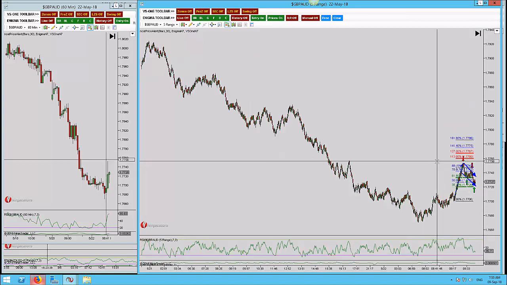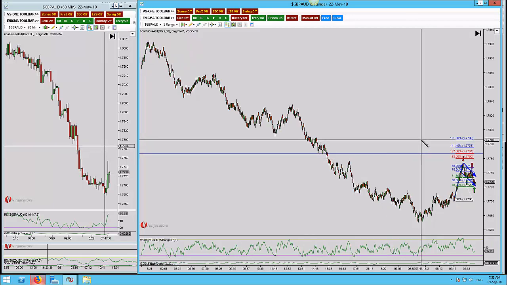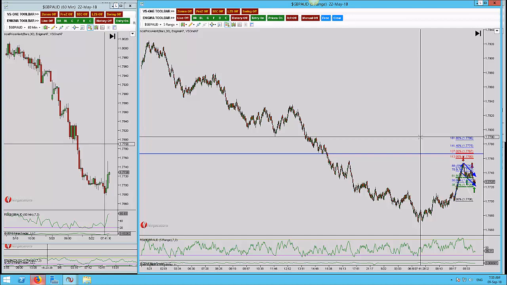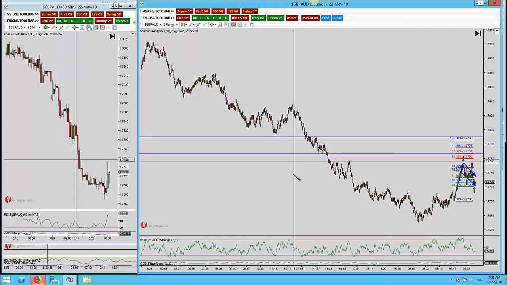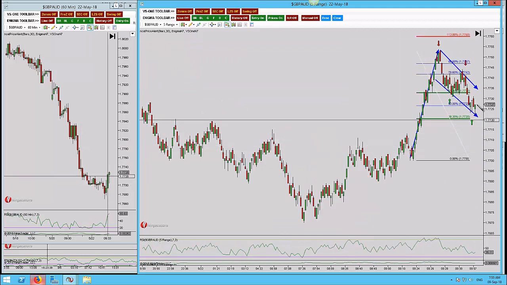Okay, I'm actually going to be playing for 2 targets here. Target 1 is the 127. Target 2 is going to be just above the 1618. It's going to be there, and the reason for that is this structure level here. So all we need to know now is, where is my risk?